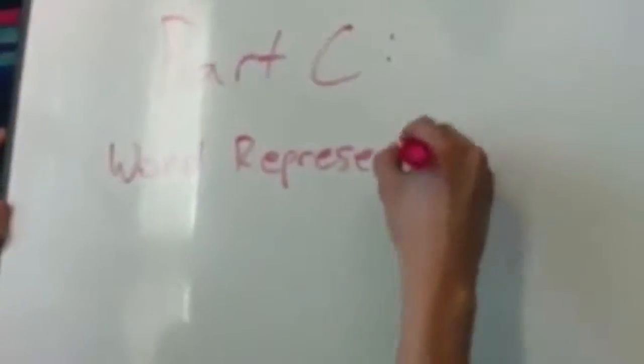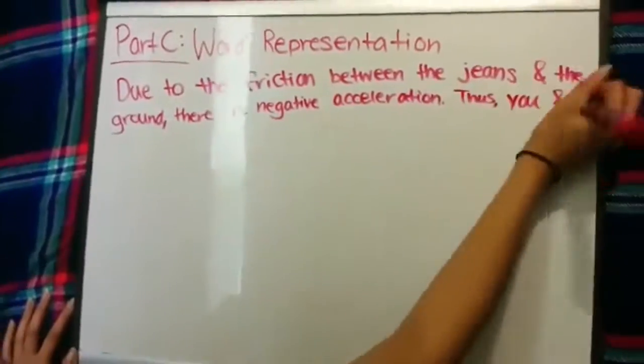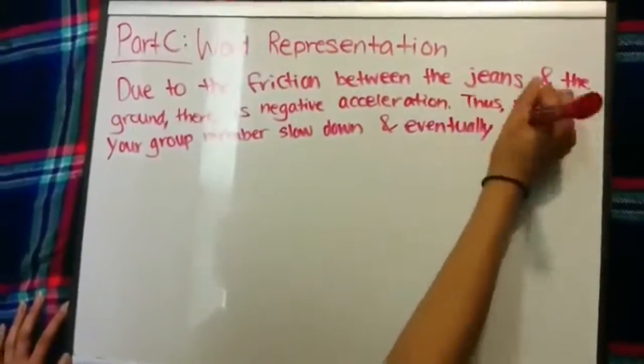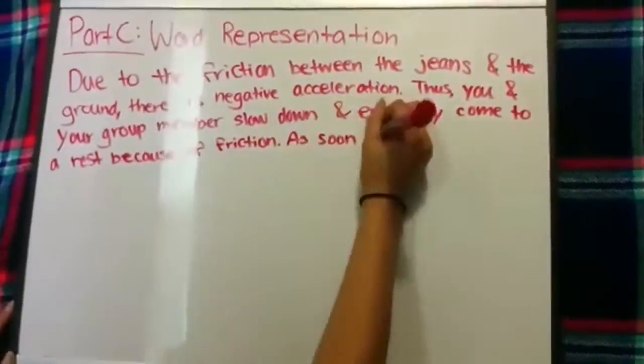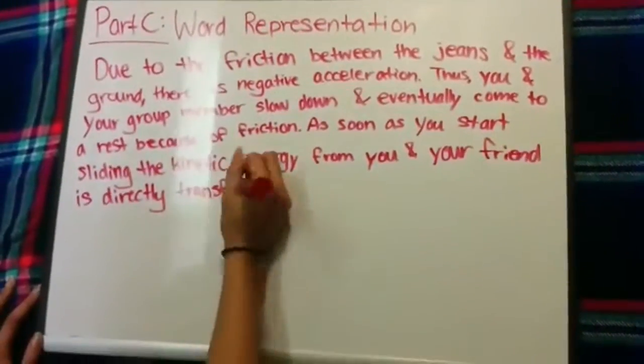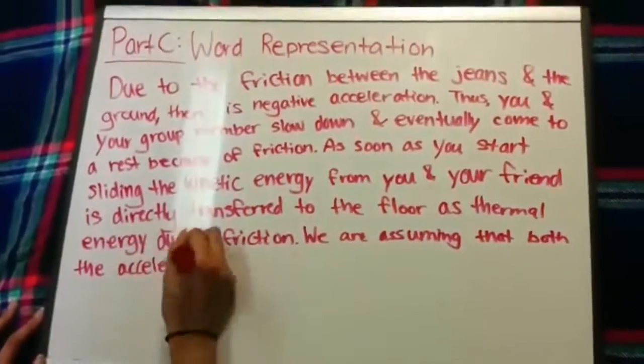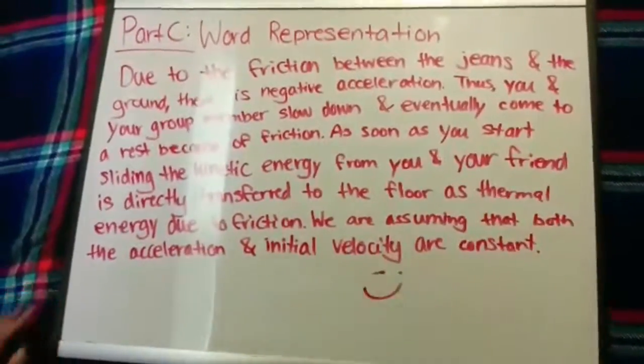Part C, word representation. Due to the friction between the jeans and the ground, there is negative acceleration. Thus, you and your group members slow down and eventually come to a rest because of friction. As soon as you start sliding, the kinetic energy from you and your friend is directly transferred to the floor as thermal energy due to friction. We are assuming that both the acceleration and initial velocity are constant.